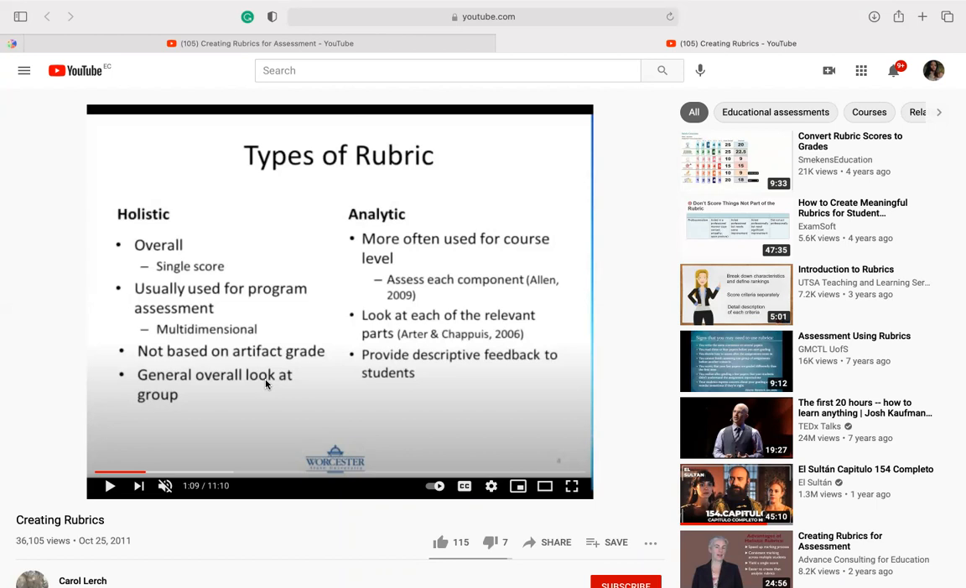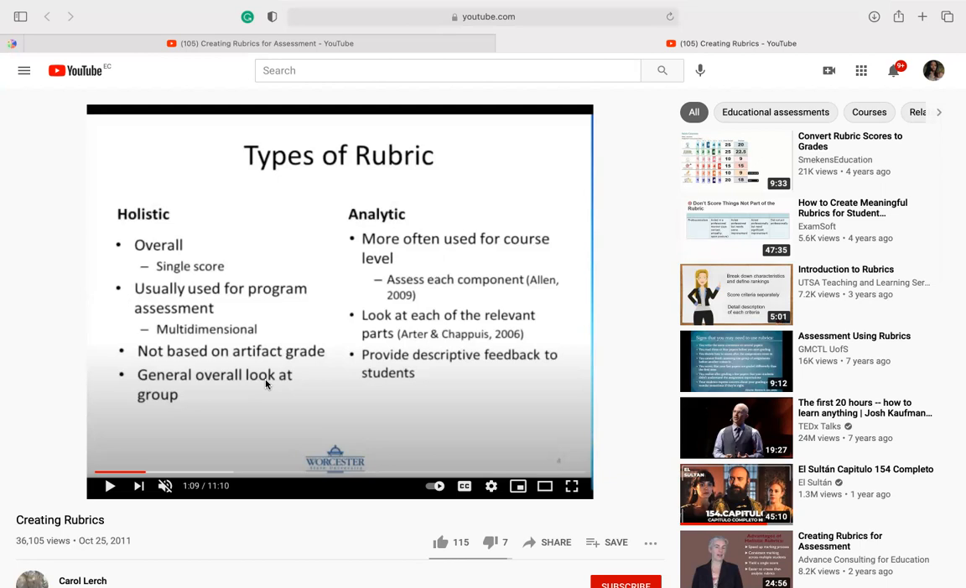But on the other hand, we have the analytic rubric, and it is more detailed because this kind of rubric is more specific. For example, here we don't have for a program assessment. Here we have for a course level. So it is more specific for a specific level.